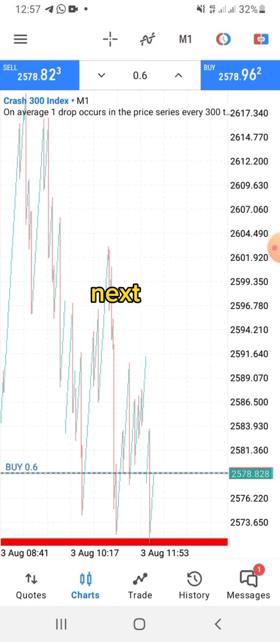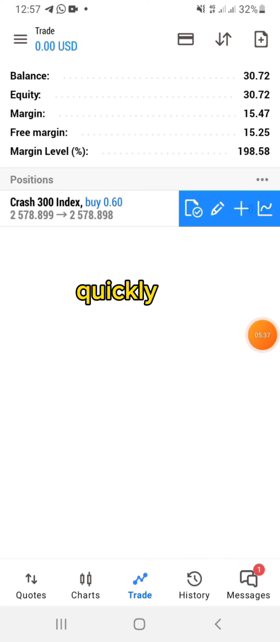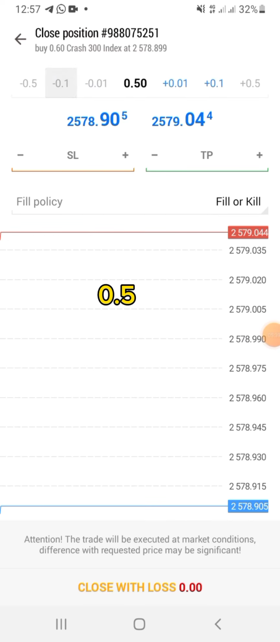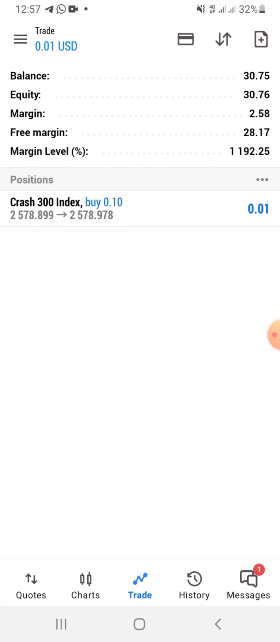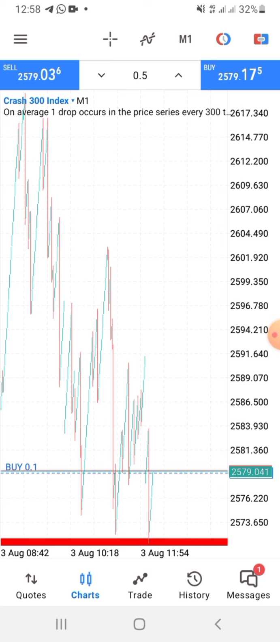So what do I do next? I'll go here quickly and go to close, and I will close the 0.5 I entered. Then I will be left with 0.01. See that? So this is how you take the small lot size trade.